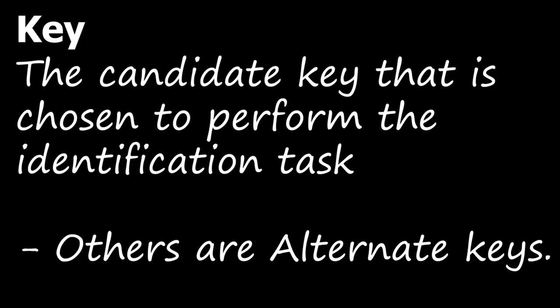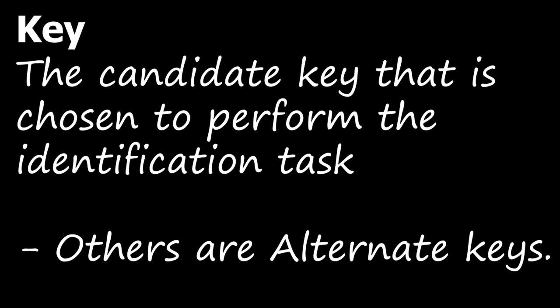Okay, the candidate key that is chosen to perform the identification task is called the primary key. There is a key which is chosen to perform the identification task. We'll say it as primary key, and all the other keys we'll say as alternate keys. Every tuple must have, by definition, a unique value for a primary key. When a primary key is a combination of more than one attribute, we will say it is a composite primary key.